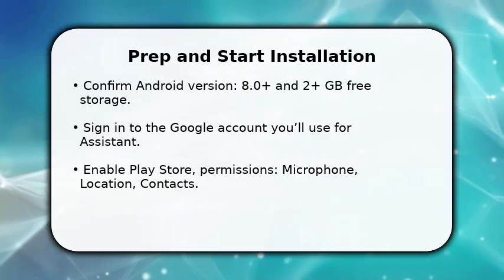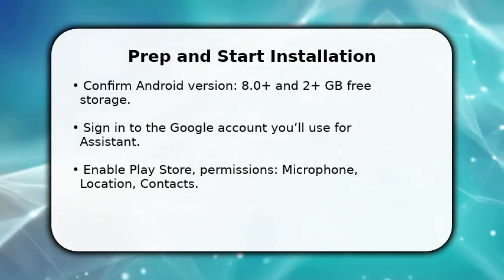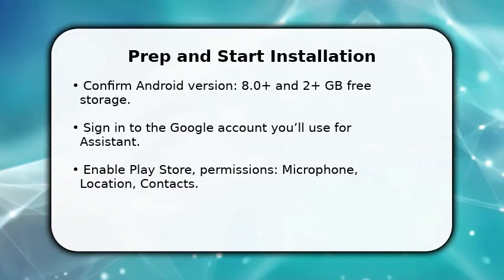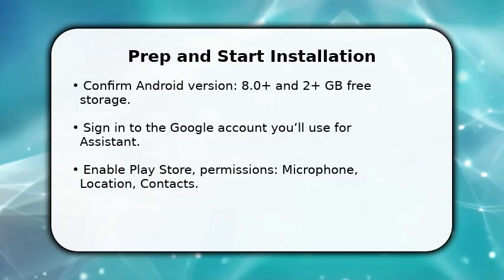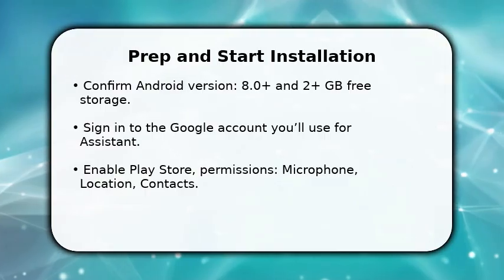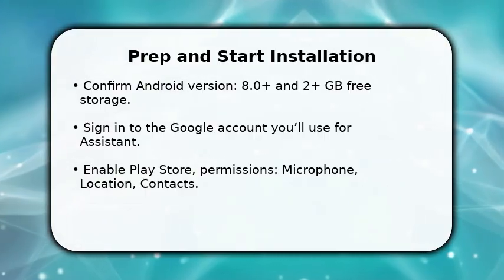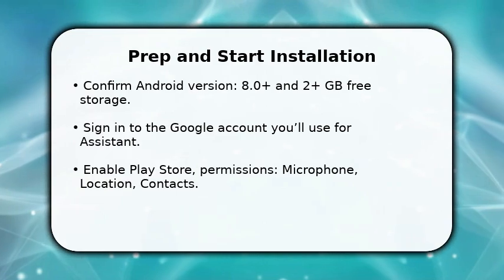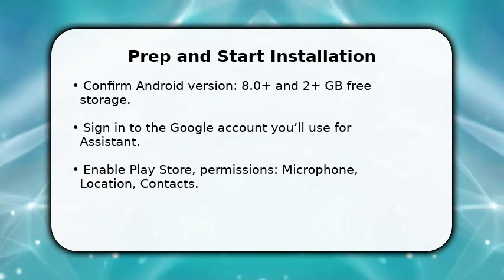Tap Install or Update. Grant microphone, location, and contacts when prompted so voice features work. You're starting the install now. These permissions let Assistant hear you and access device context, like calendar and location, for accurate results.